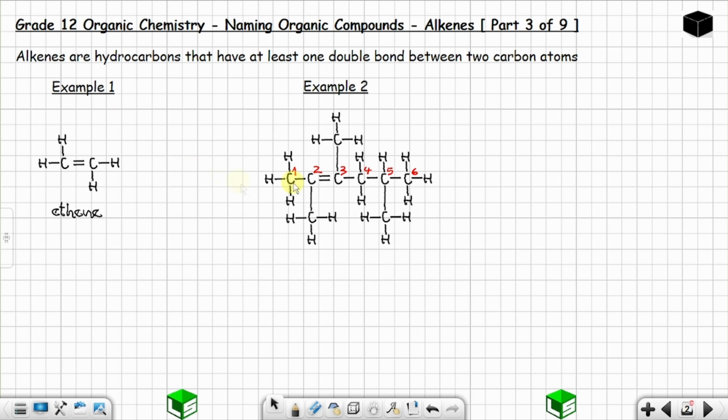Now you can see you have 3 branches. You have a branch on carbon number 2, a branch on carbon number 3, and another branch on carbon number 5.